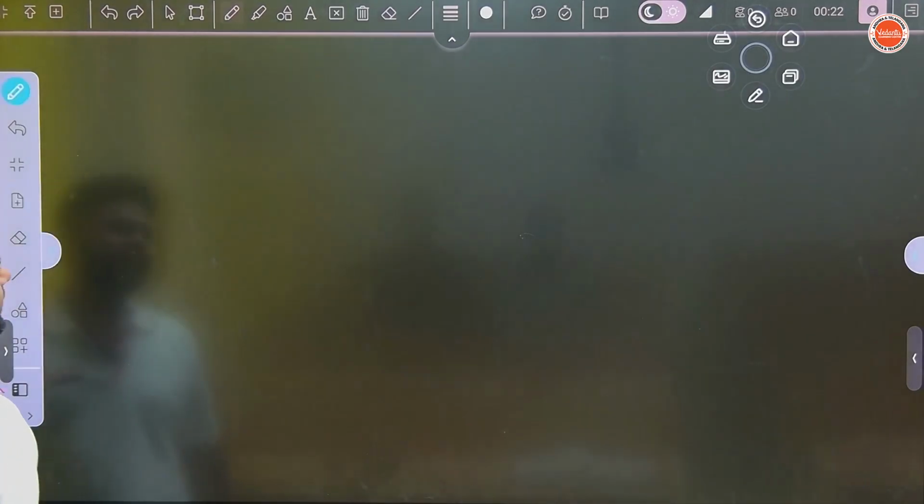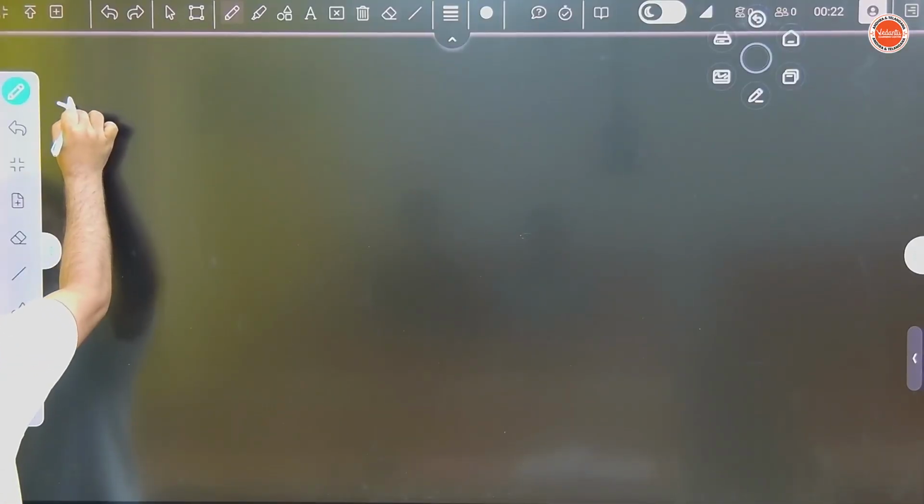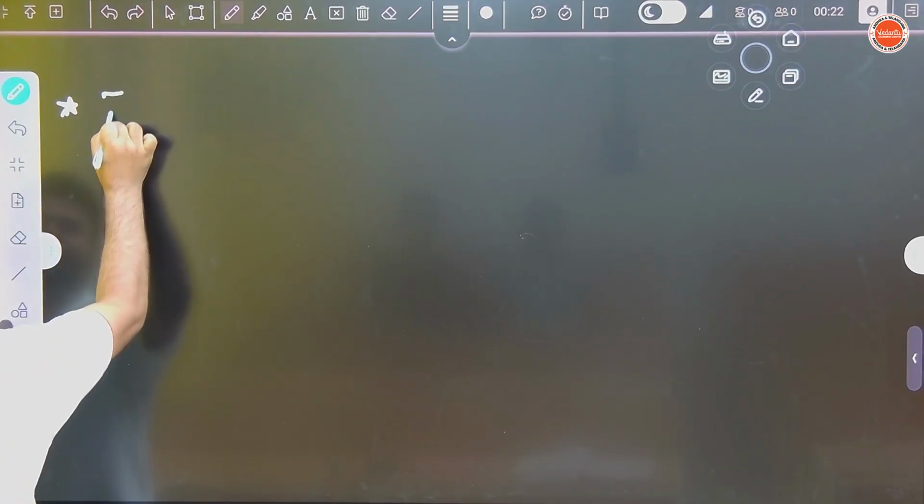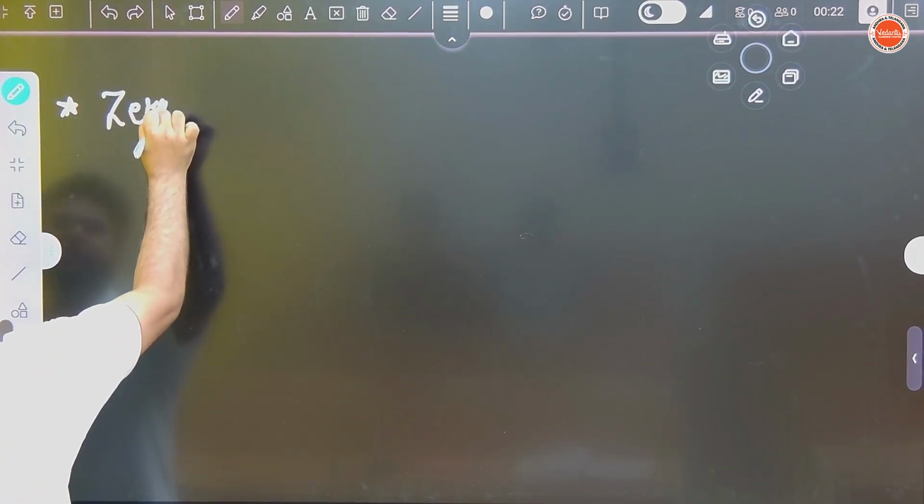Now see, next we have the zeroth law. Now before the zeroth law, okay, zeroth law of thermodynamics.